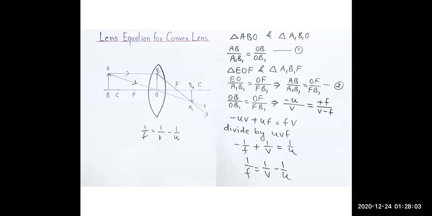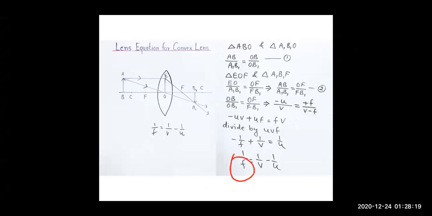Today's topic is lens equation. So we are going to derive the lens equation for convex lens and then for concave lens. So lens formula, as we know, it is a relation between the focal length, the image distance and the object distance. Focal length f, the image distance v, and the object distance u. So let's start with it.